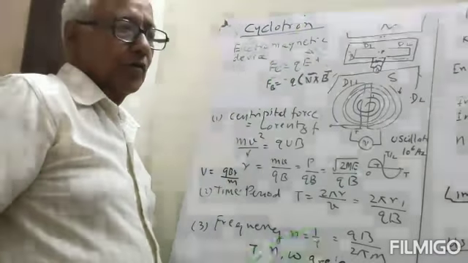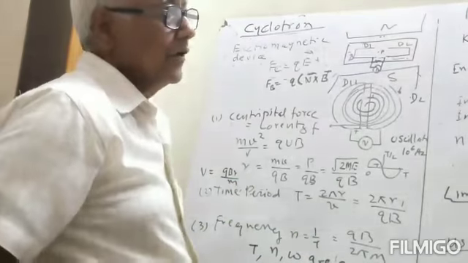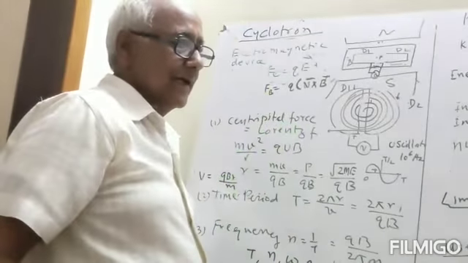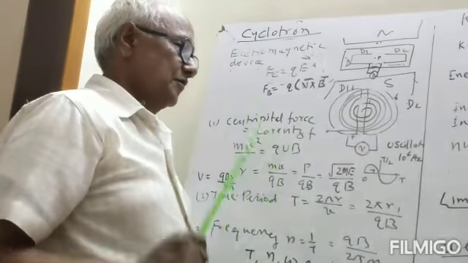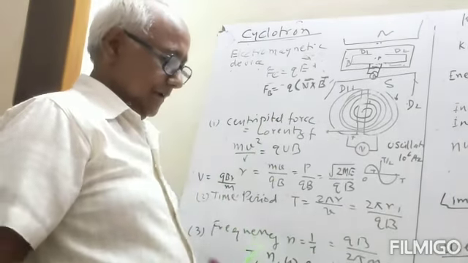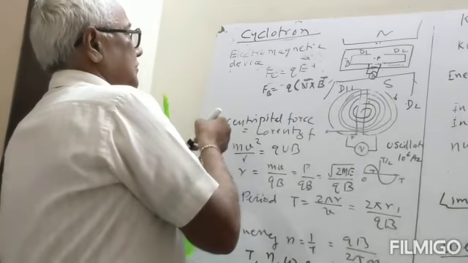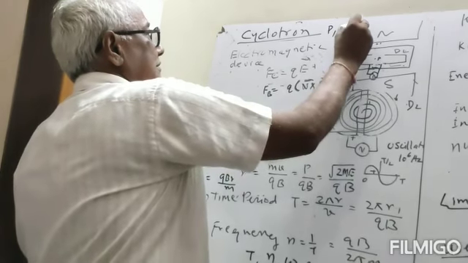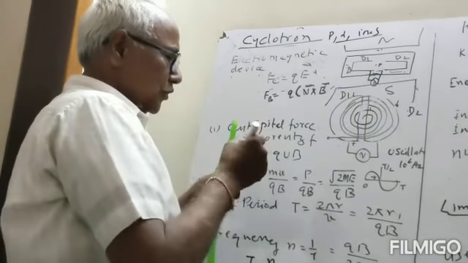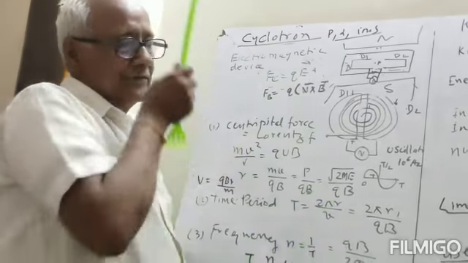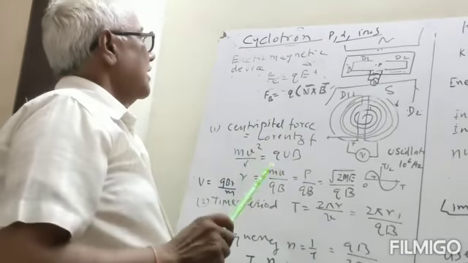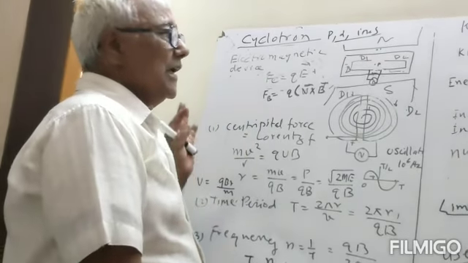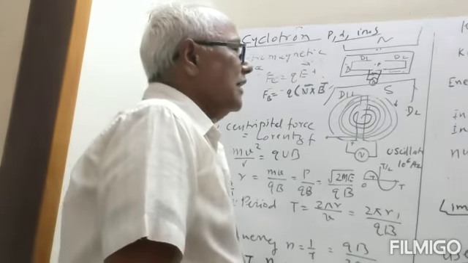Cyclotron. A cyclotron is an electromagnetic device which is used to accelerate charged particles or charged ions. By a cyclotron, we can accelerate protons, alpha particles and ions. It is not used to accelerate electrons, which we'll discuss later on. It is an electromagnetic device, meaning both an electrical field and a magnetic field are there.